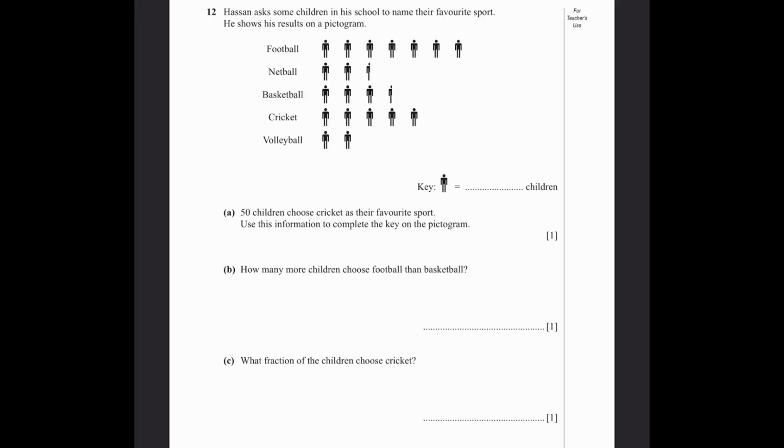Question 12. Hassan asked some children in his school to name their favorite sport. He shows his results on a pictogram. So there are football, netball, basketball, cricket, and volleyball. A. 50 children chose cricket as their favorite sport. Use this information to complete the key on the pictogram. So in the cricket, there are 5 people, and one of these is equal to dash children. If x is the number of children, 5x is equal to 50, x equals 10. So 1 man is equal to 10 children here.